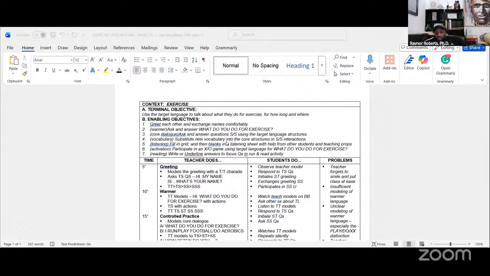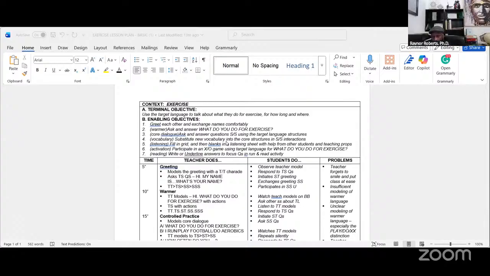So each one of those 7 enabling objectives is SMART. Each is SMART, okay? Because it's specific. Yes, it's specific. The next one, M, is measurable. Write that down.